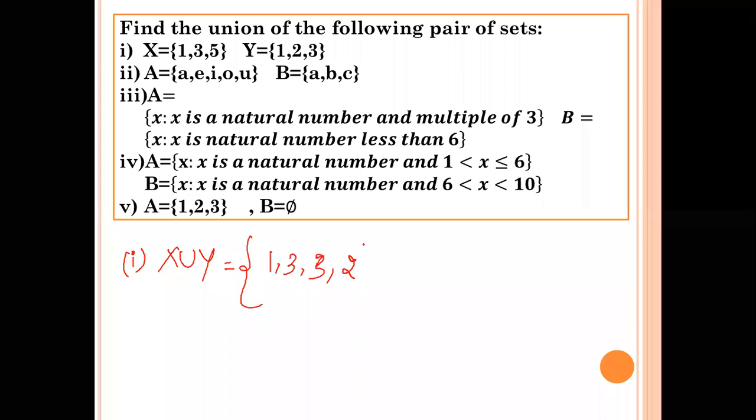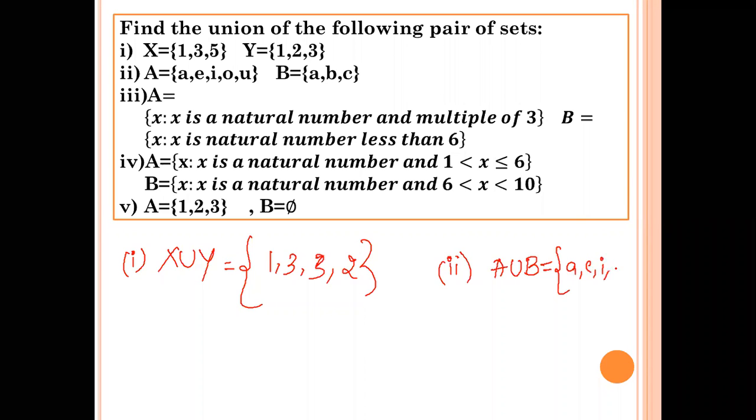Okay, second one. What is the answer for the second one? A union B. Yes, good. A, E, I, O, U and B, C. Okay, so we have 2 more minutes, students. Only that much we have. So we'll quickly solve the third one and I'll give some more questions as homework.